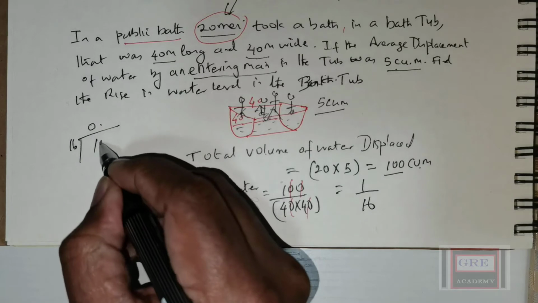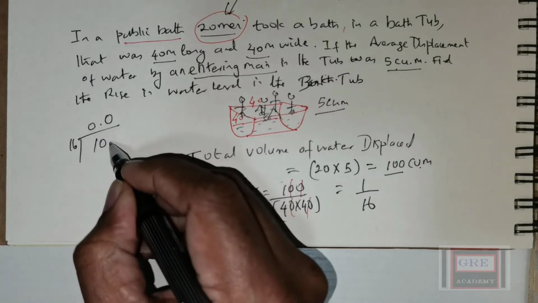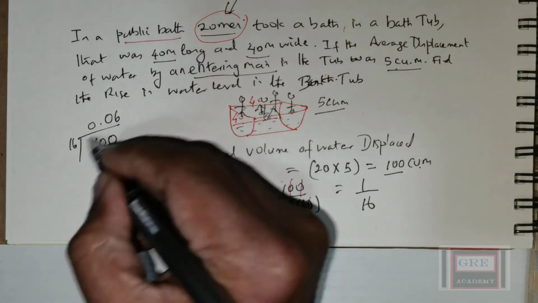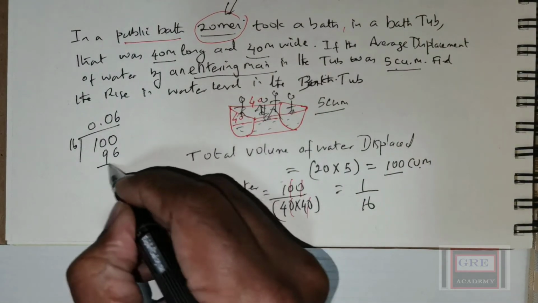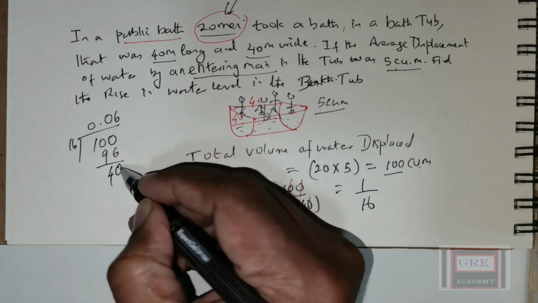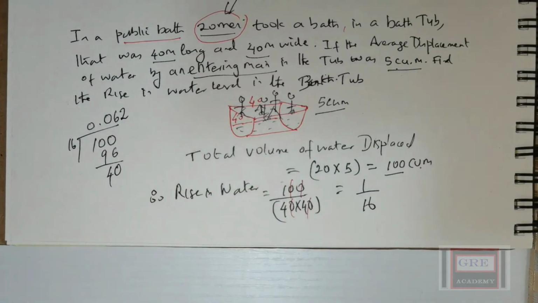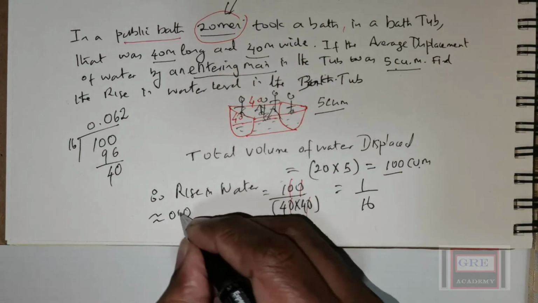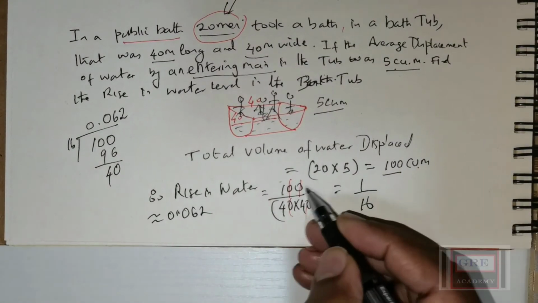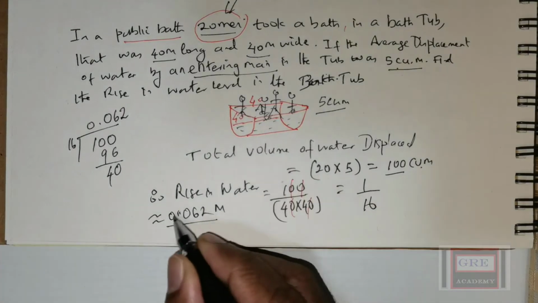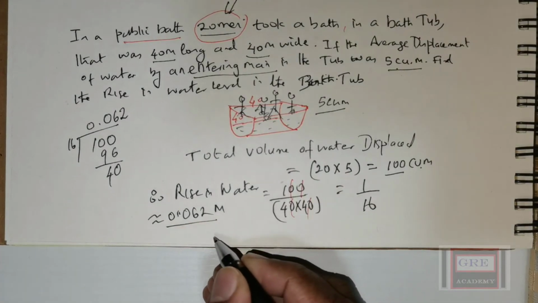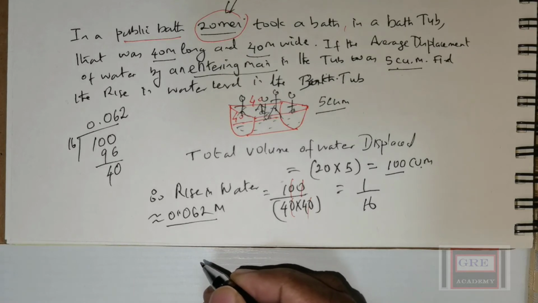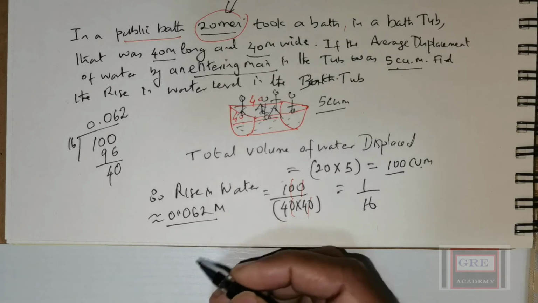So 0.0, no, then again we place a 0. 6 6s are 36, 3 96, remainder 4, we add a 0. It's going to be approximately 0.062. Since the measurement is in meters, it is too small to be represented in terms of meters. So what I would do is I would convert this into centimeters.